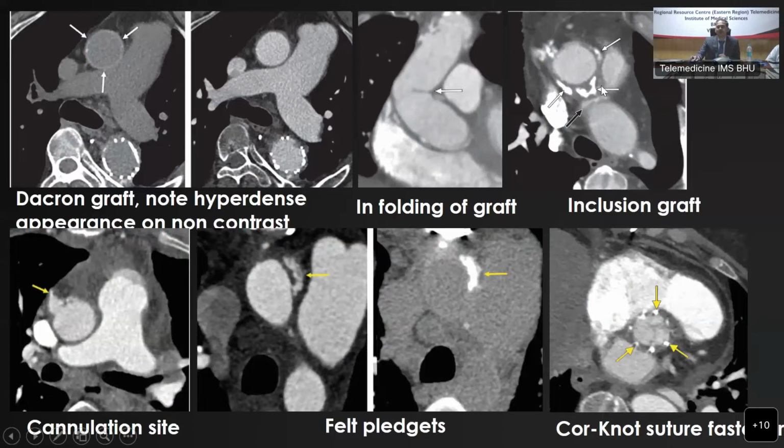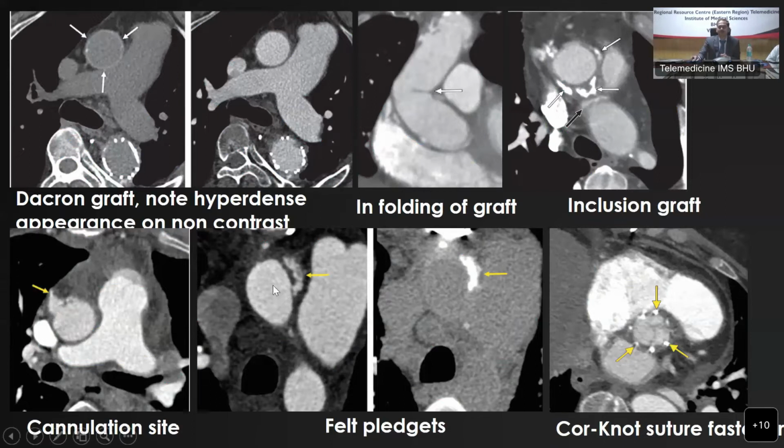This is an inclusion graft technique wherein the surgeon will place a graft and then wrap around the aorta and stitch the aorta over the top of the graft. This is an aortic cannulation site. It should not be interpreted as aortic pseudoaneurysm, because when patients need aortic surgery or aortic valve surgery, they are placed on bypass machine for which they have to put a cannula in the ascending aorta.